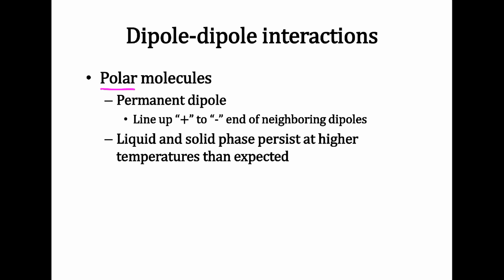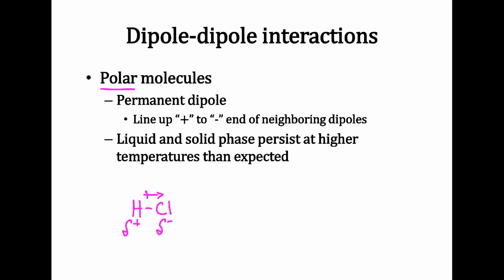So for instance, if we were to look at HCl, we know that chlorine is more electronegative than hydrogen. So the electron density is going to be shifted towards chlorine. With that electron density being shifted, we know that chlorine has a partial negative charge and hydrogen has a partial positive charge.